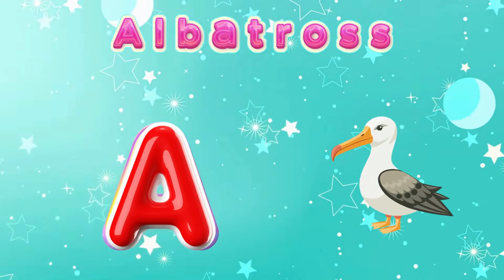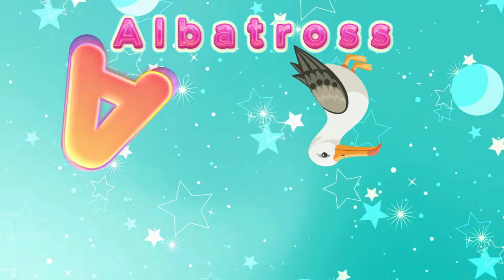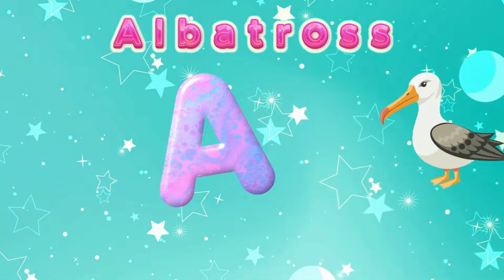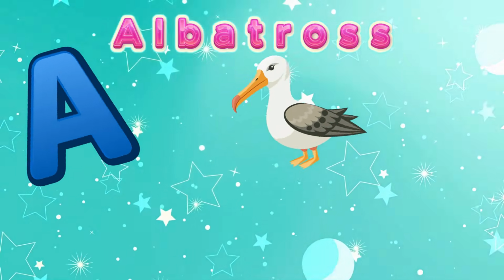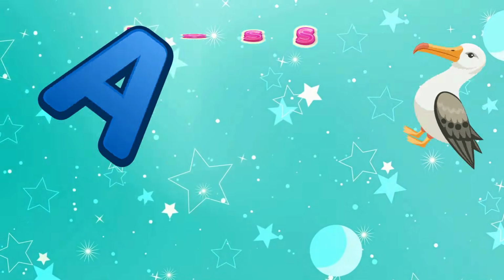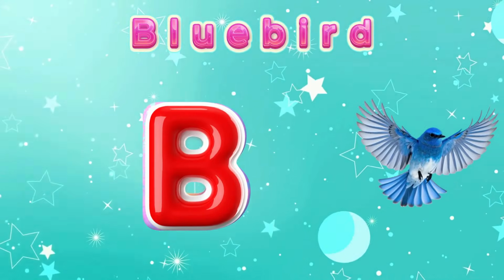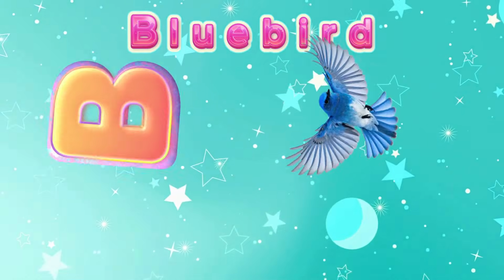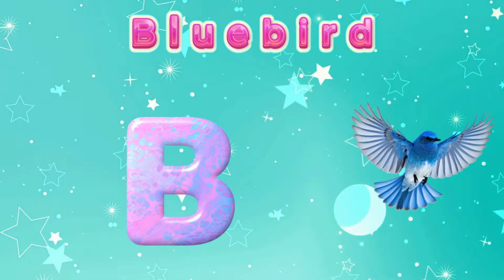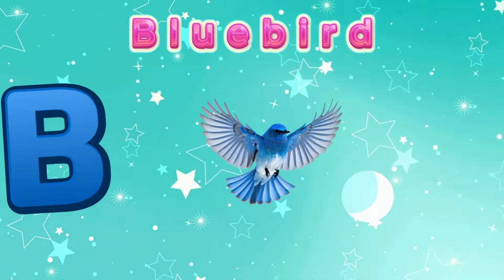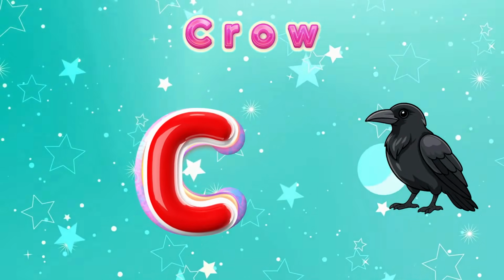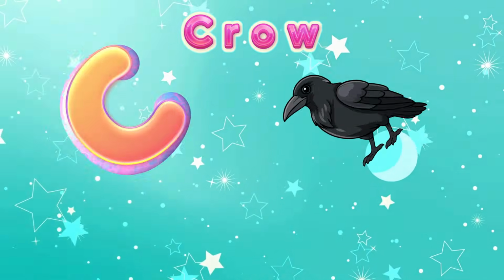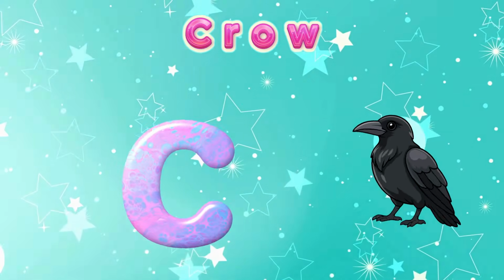A is for albatross. Albatross. A is for albatross. B is for bluebird. B, bluebird. B is for bluebird. C is for crow. C, crow. Crow. C is for crow.